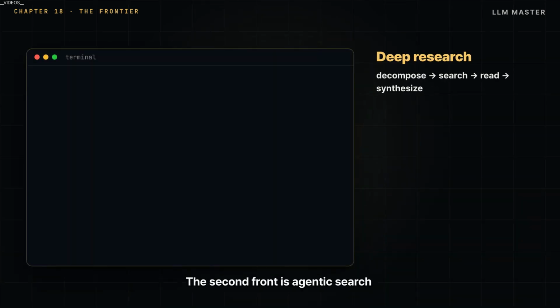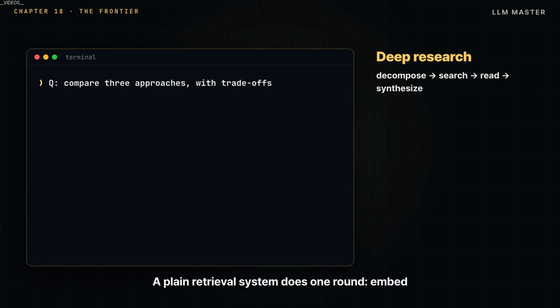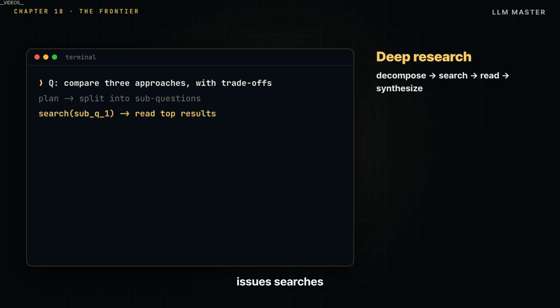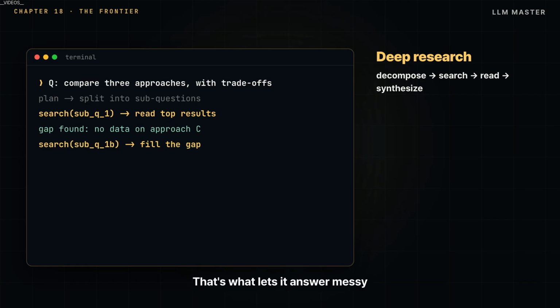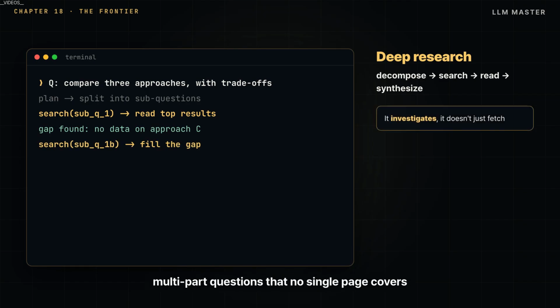The second front is agentic search, and its flagship form is deep research. A plain retrieval system does one round. Embed the query, pull some chunks, answer. A deep research agent instead runs an investigation. It decomposes your question into sub-questions, issues searches, reads what comes back, notices gaps, searches again to fill them, and only then writes up a synthesis with citations. It's the tool loop again, but the tool is the open web and the loop can run for many iterations. That's what lets it answer messy, multi-part questions that no single page covers.